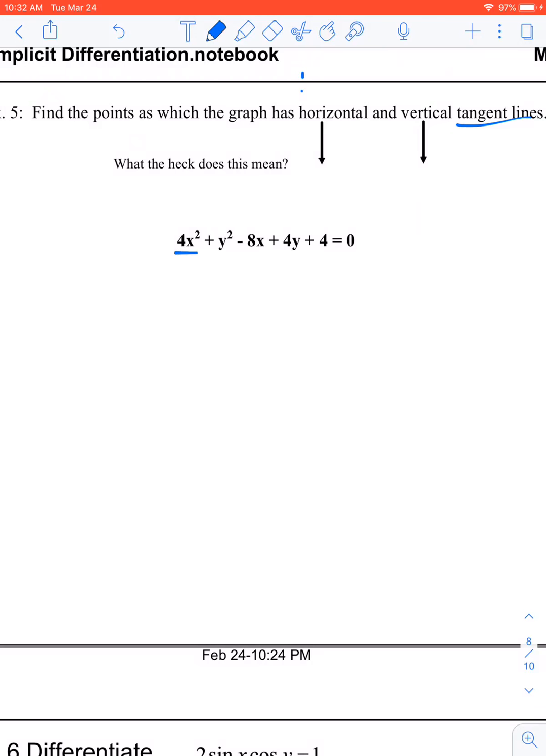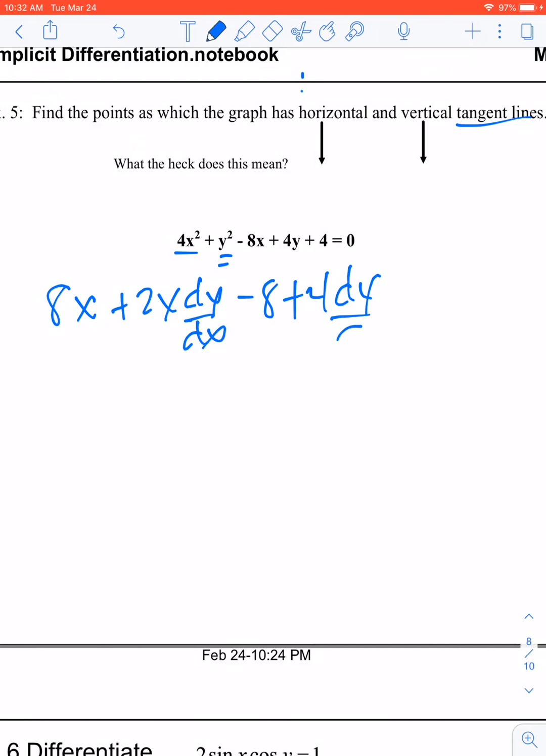What do? The derivative of 4x squared doesn't have a y, so I get an 8x. The derivative of y squared is 2y, but I need to include a dy/dx factor. The derivative of negative 8x is a minus 8. The derivative of 4y is 4 dy/dx. And the derivative of 4 and 0 are both 0.